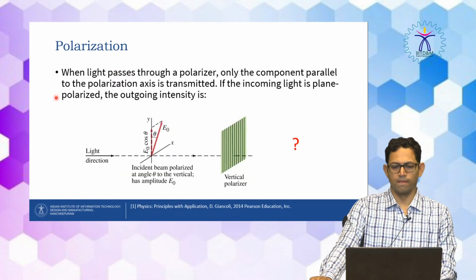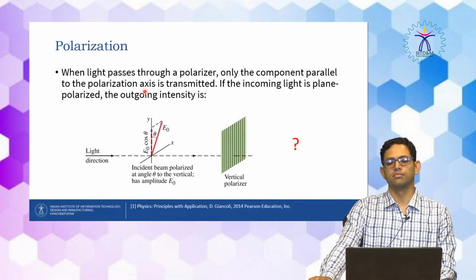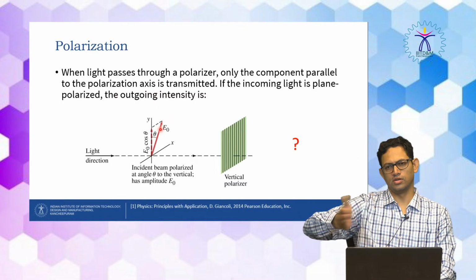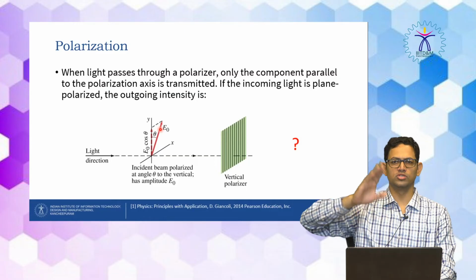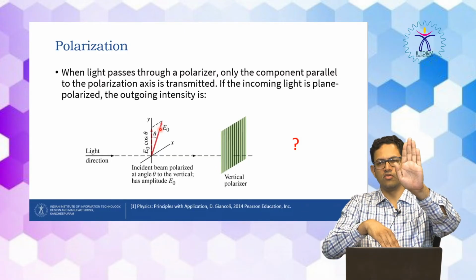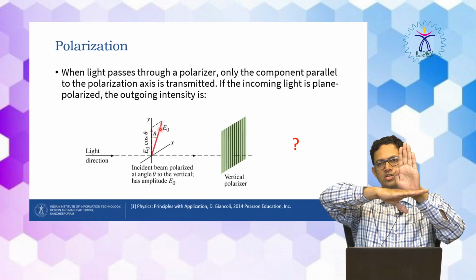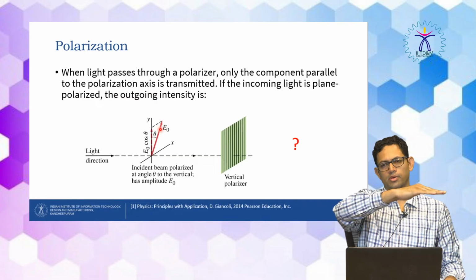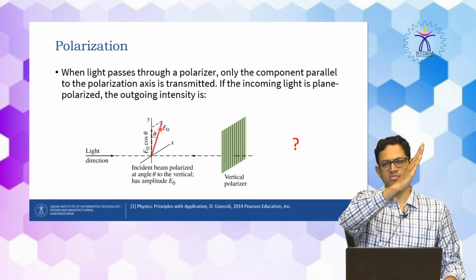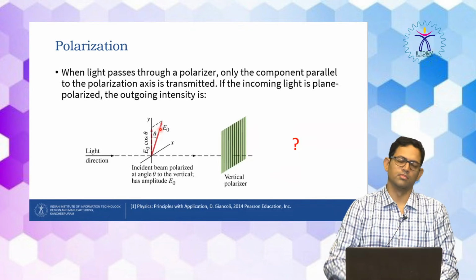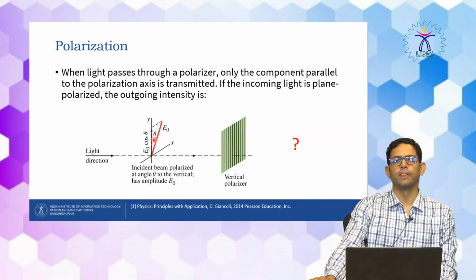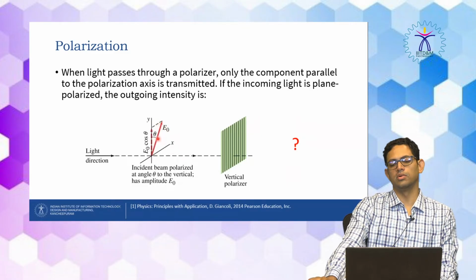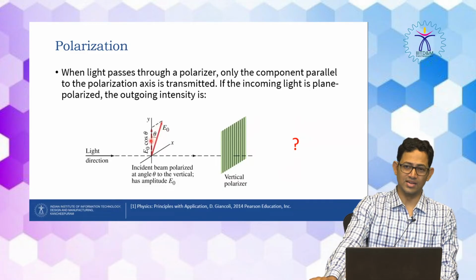So now, instead of my electrical field polarized in horizontal direction or in vertical direction, I am going to say that it's not going to be vertical or horizontal, but at a particular angle. Okay, it's not vertical, it's not horizontal, it's at a particular angle theta with the vertical direction. That is my E naught, my electrical field, and it is making an angle theta with my vertical axis, right?